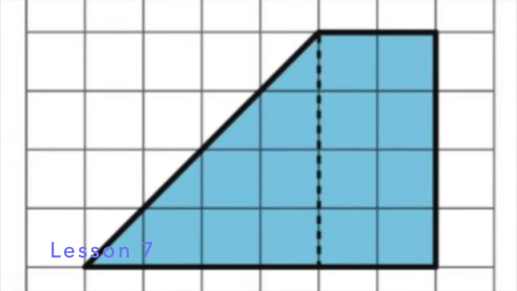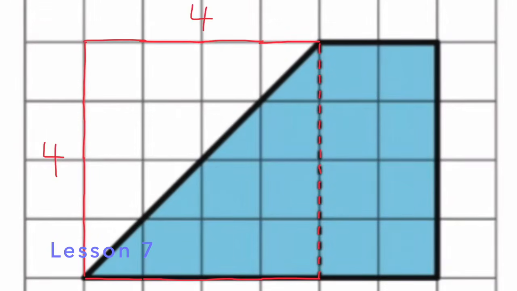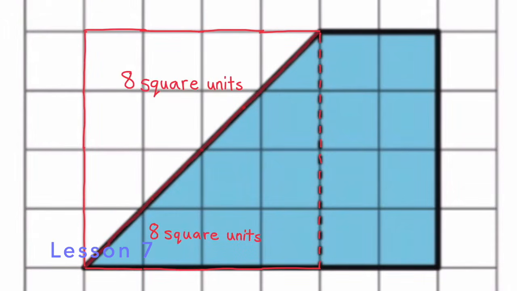Here's a closer look at the dashed line that Claire drew. The result is two shapes, one on the left, one on the right. The shape on the left is a triangle, which is half of this square. The dimensions of the square would be 4 by 4. That would give the area of the square 16 square units. The shaded region is a triangle, which is exactly half the area as the square. The area of the triangle would be 8 square units.